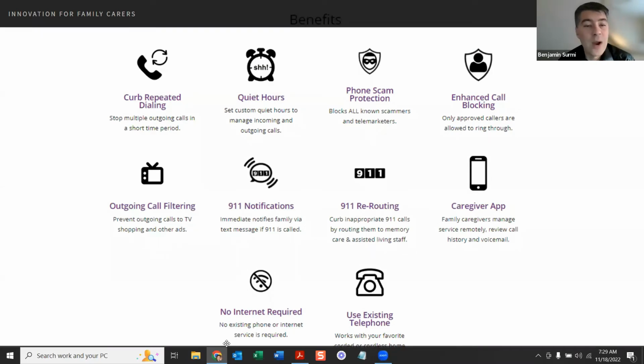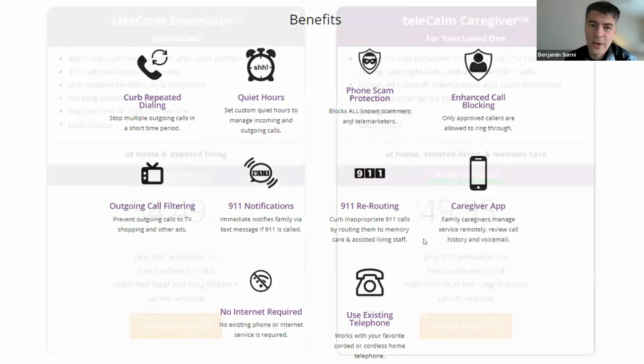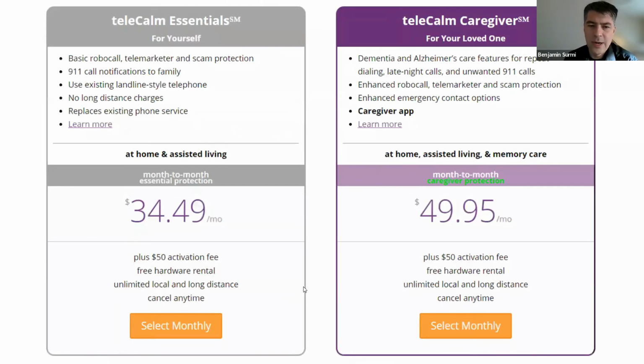It can also redirect certain 911 notifications so that either family knows when they called 911, or if they call 911 a lot and they don't need to, it routes the call to a family member or a staff member before it gets to 911. So this can be a lifesaver for families while helping the elders still have the independence of being able to have their own phone and not have to take that away. Very reasonable pricing on telecom.